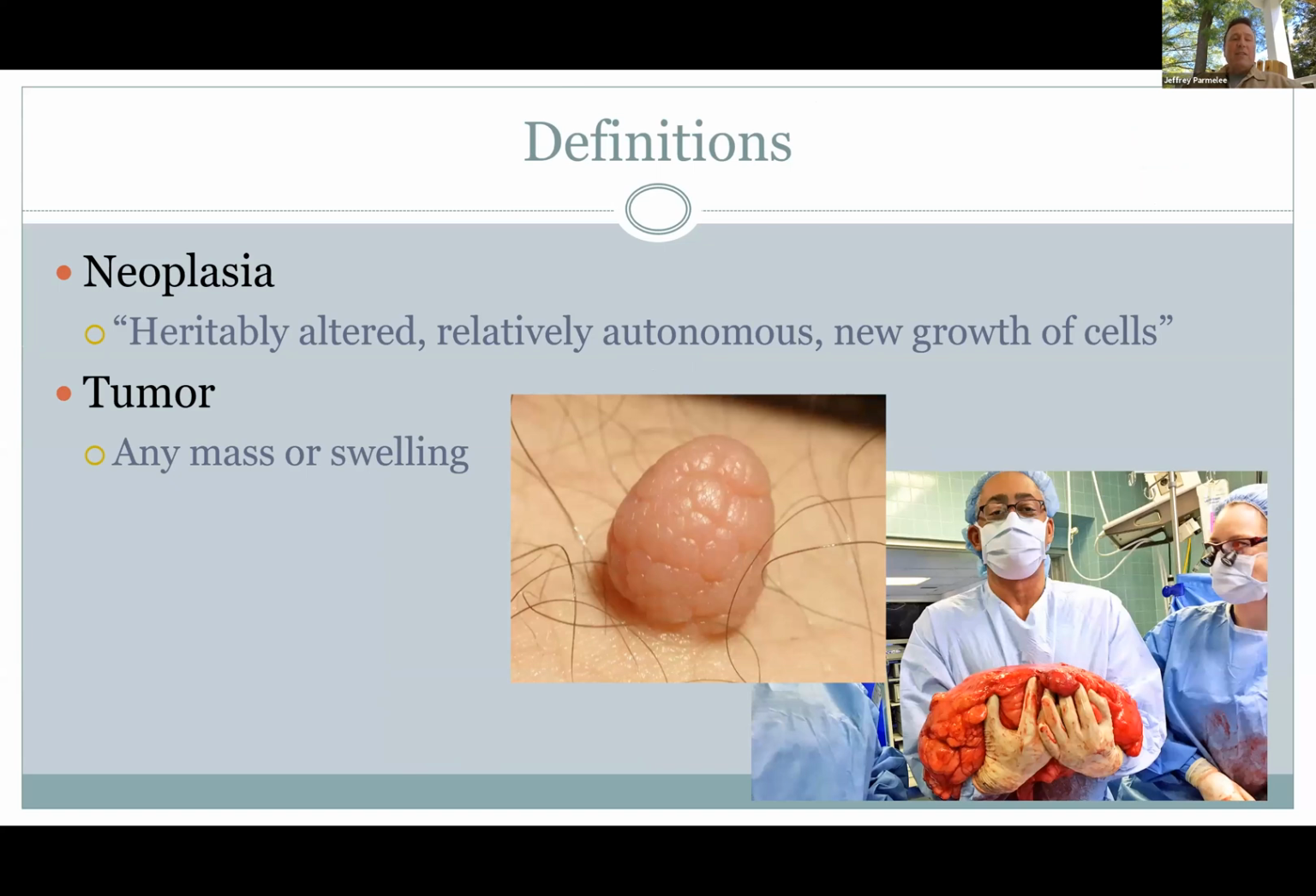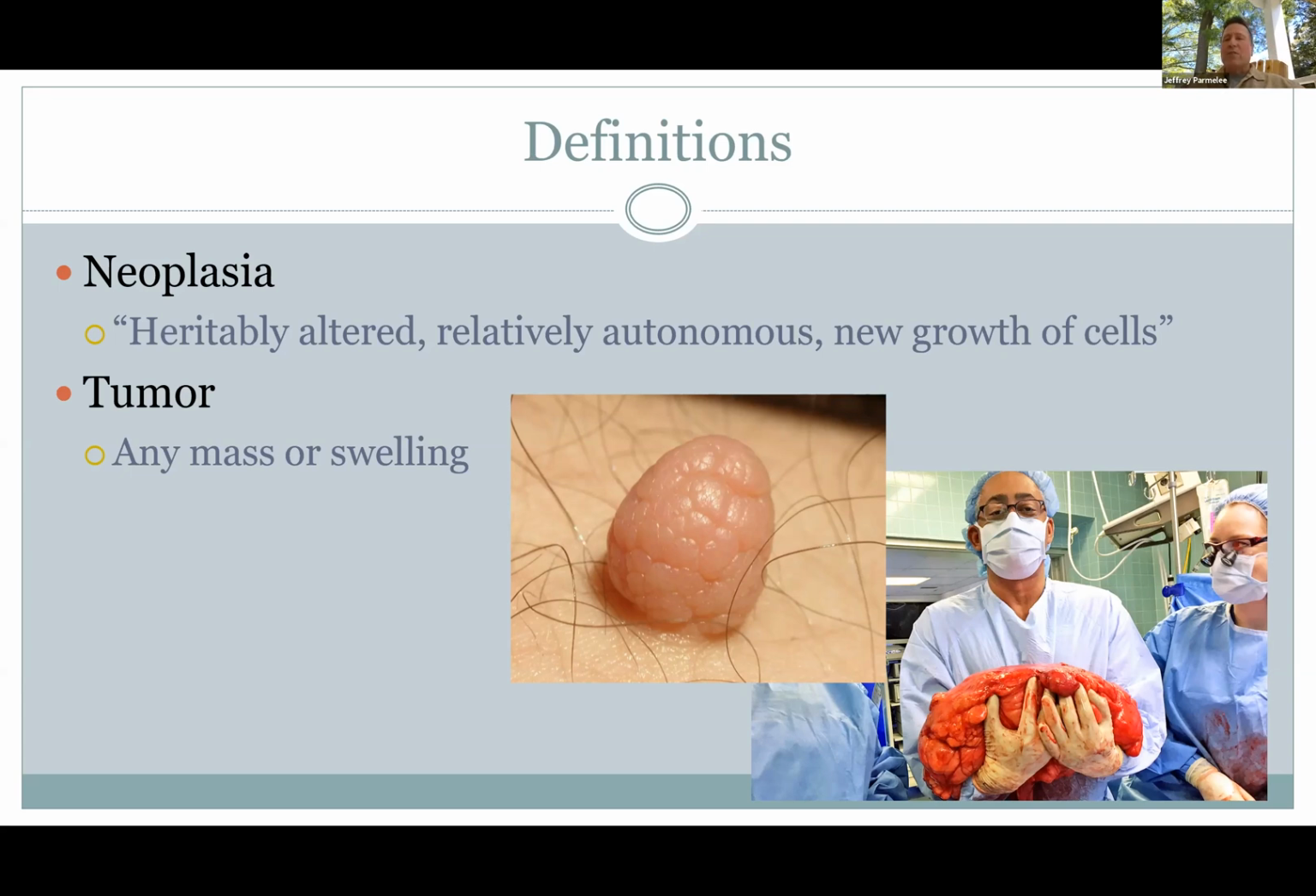So let's really pay attention to this definition here. It's going to be heritably altered, so it's something in the genetics that has changed. Relatively autonomous means it can kind of live on its own, not completely. It still responds to hormones in your body, uses your energy, and needs your oxygen. But it's a new growth of cells from some altered cell. And just to give you the bottom line now, it actually needs a bunch of mutations. It's not one mutation that makes a cell cancerous. It kind of ratchets up as these cells become more successful at spreading, surviving, and outcompeting the other cells. So heritably altered, relatively autonomous, new growth of cells is a neoplasia.